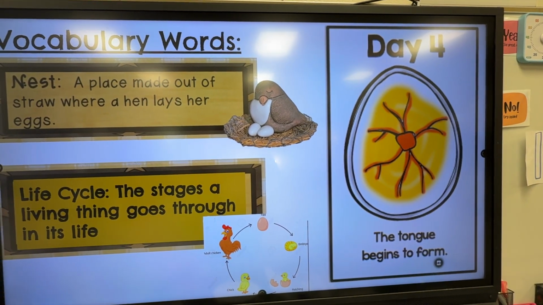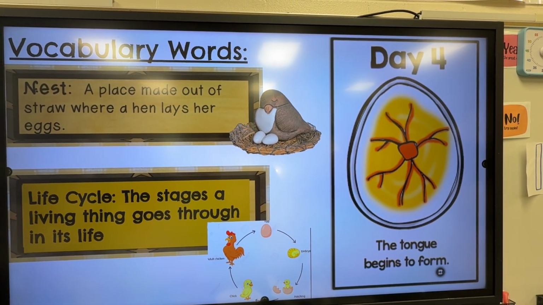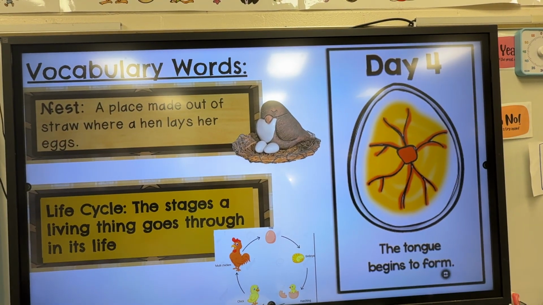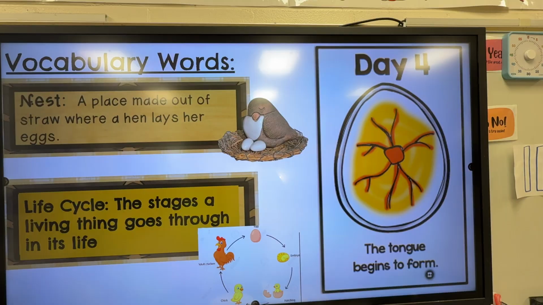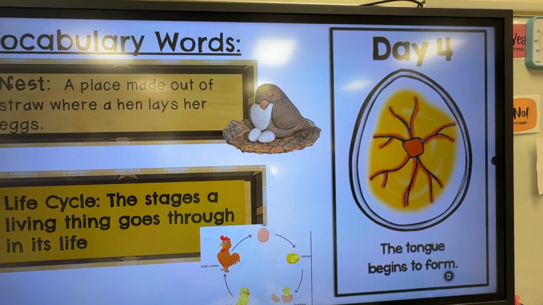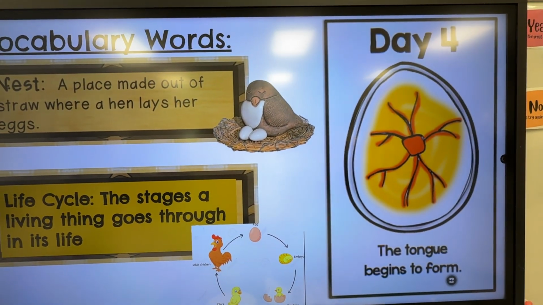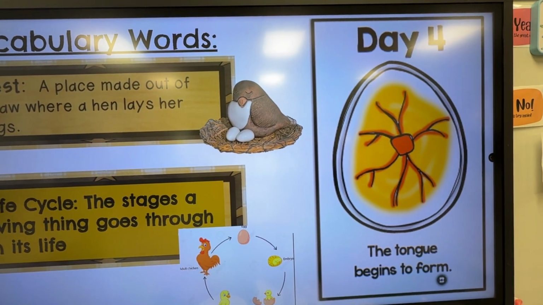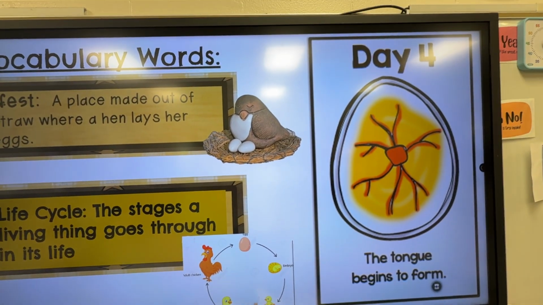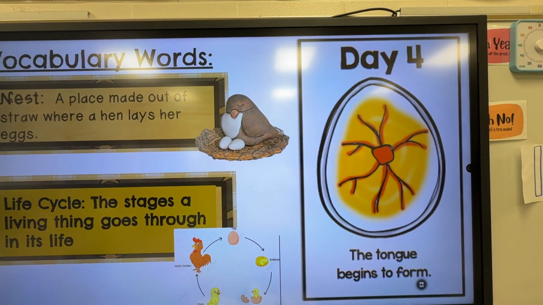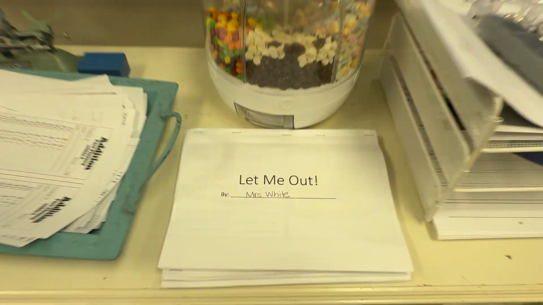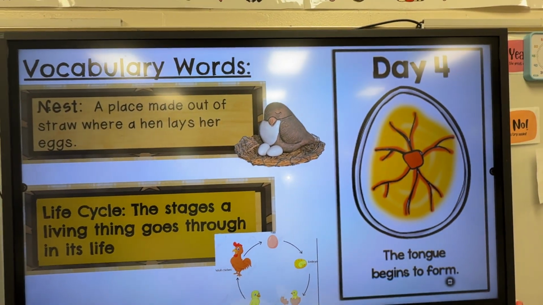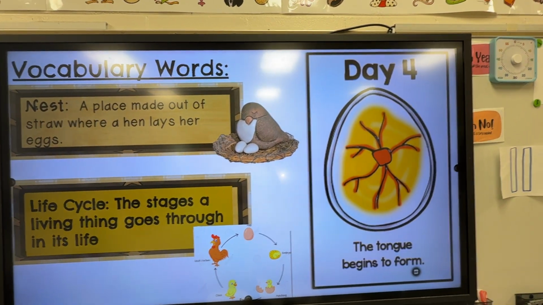We are on a life cycle ourselves, aren't we? We started as babies, and then you are born and you become a toddler, and then you grow into a smaller child, and then you work your way up through being a teenager and an adult, and you have a life cycle just like other animals do, like chickens. On day 4, the tongue begins to form. So we've been writing these really funny stories called Let Me Out, and every day something different has started to form on the embryo. Today it's the tongue.